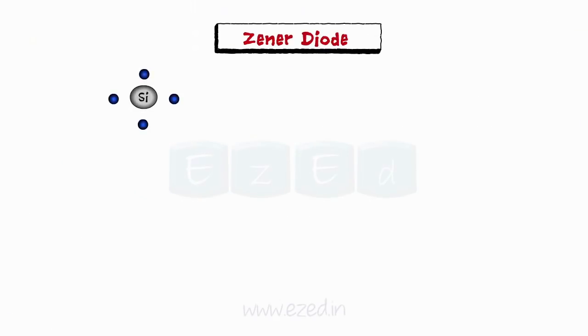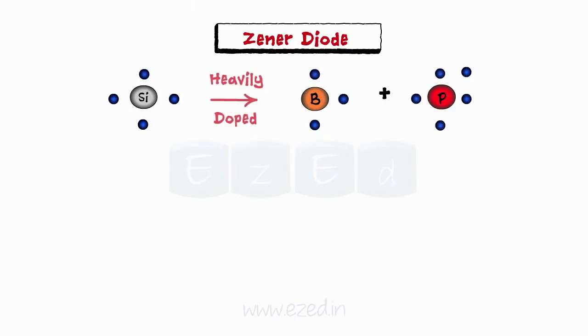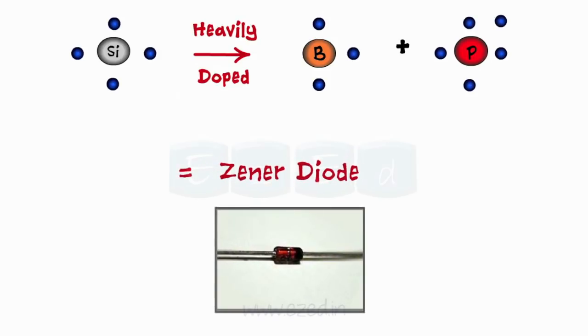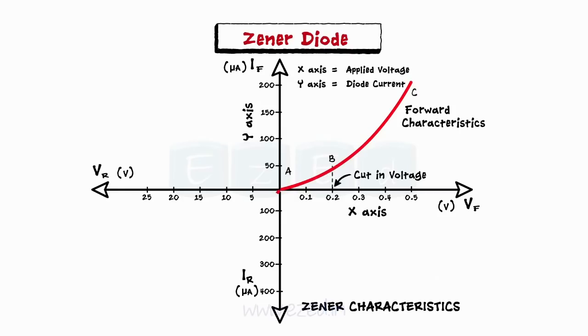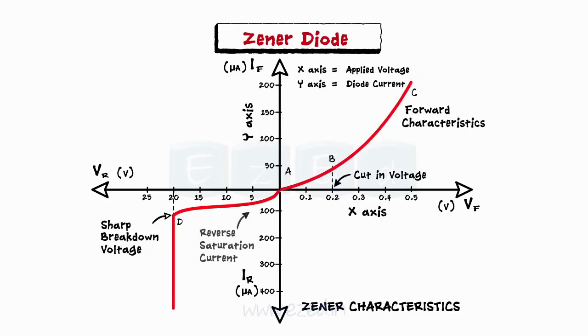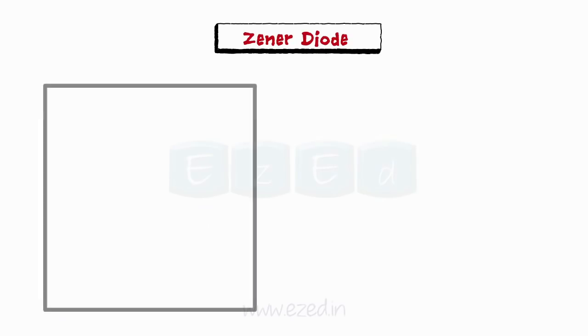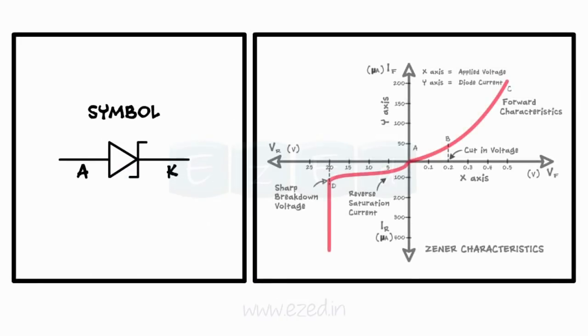In order to prevent our diode from breaking down, the diode should be doped in a very controlled manner. When an ordinary diode is heavily doped so that it has a very sharp breakdown voltage, it is called the Zener diode. Thus, in the Zener diode, the breakdown voltage is accurately adjusted to make it withstand the reverse biased mode. Hence, the Zener diode works effectively in reverse bias also. Due to this special characteristic, the Zener diode finds many applications in voltage regulator circuits. The symbol and characteristics of the Zener diode are as shown.